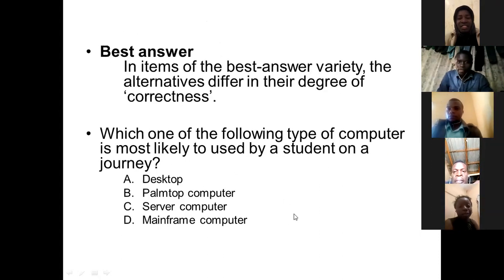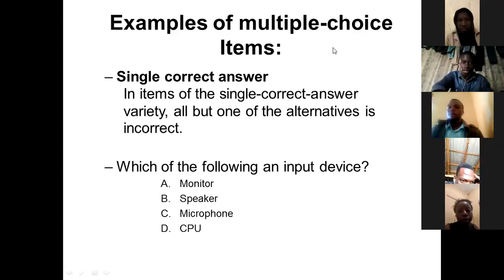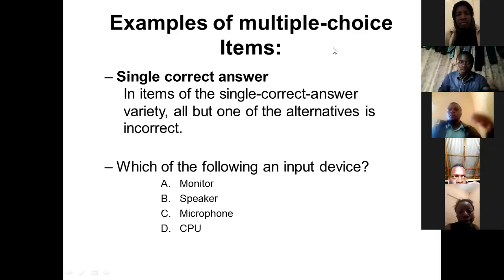Yes, sir. Maybe I can try to rephrase the question. Yes, try to rephrase the question. He was trying to ask what's the purpose of these other possible answers when there is only one correct answer? Is it just to confuse the learners, or is there another reason why these other possible answers are included?